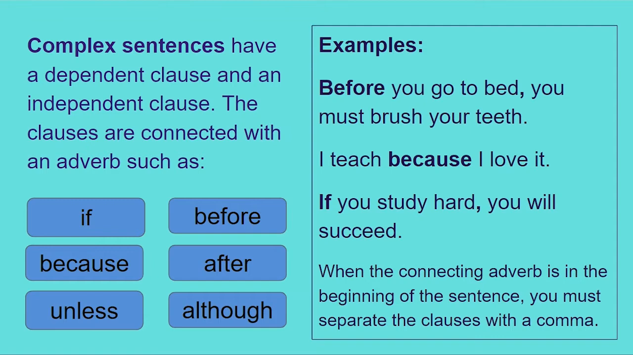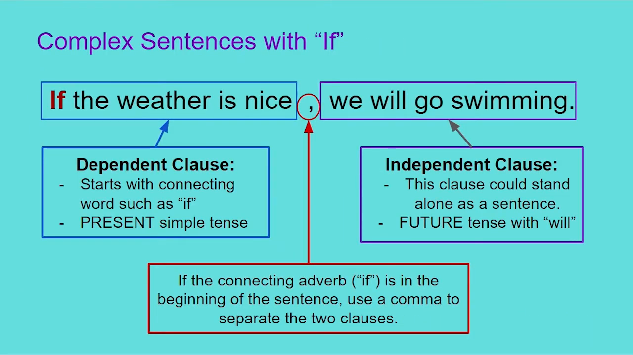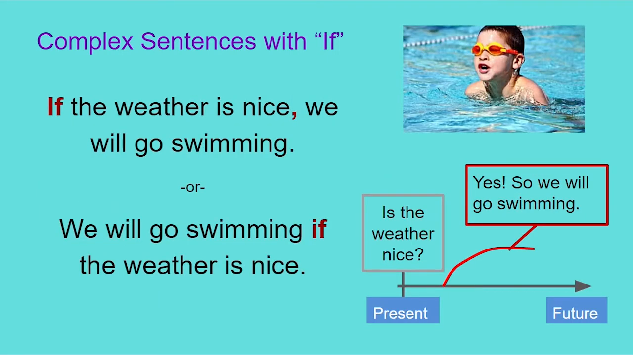All right, so a complex sentence, as we talked about before, has a dependent clause and an independent clause. So it's two thoughts kind of connected together. And we use adverbs such as if, because, unless, before, after, or although to join these sentences. Again, if the adverb comes at the beginning of the sentence, you need a comma to separate the clause. And if it comes at the end of the sentence, you don't need the comma. That's explained here in this slide, so take some time to read it over to yourself, take some notes, and practice.